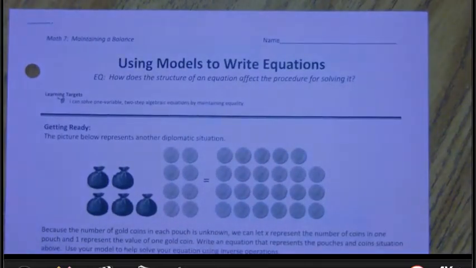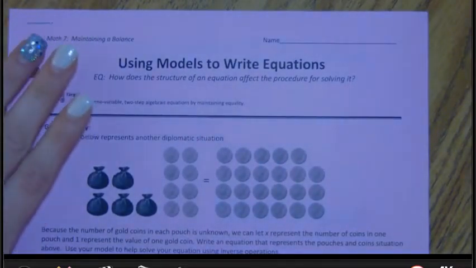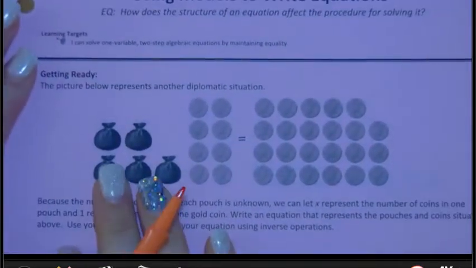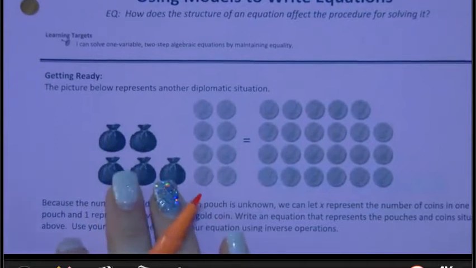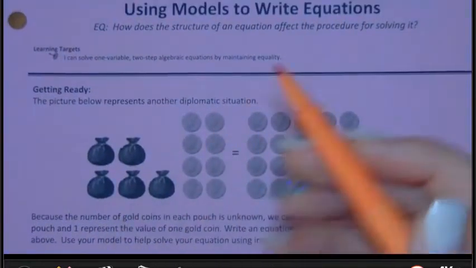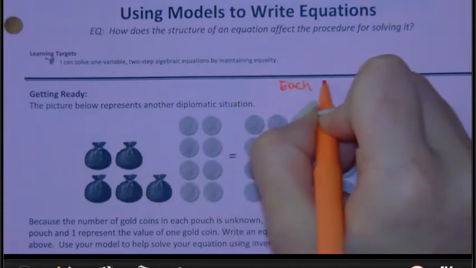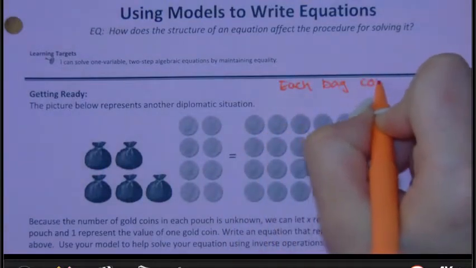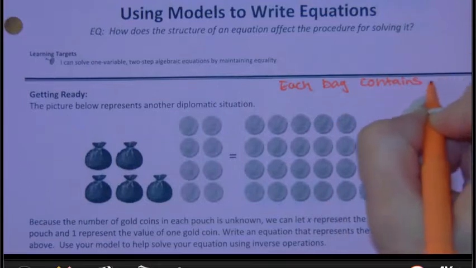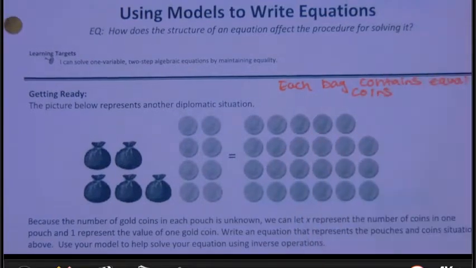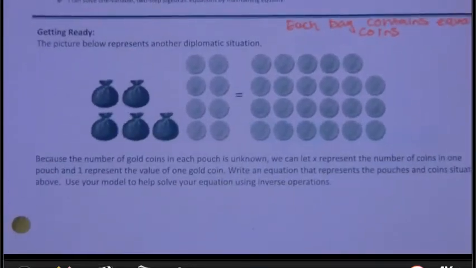All right, guys, if you would please find your worksheet on using models to write equations. All right, so it looks like we've got our diplomatic situation again. We've got our bags and our coins. And if we remember from our previous lesson, each bag contains equal coins, meaning each bag is going to contain the exact same amount of coins.